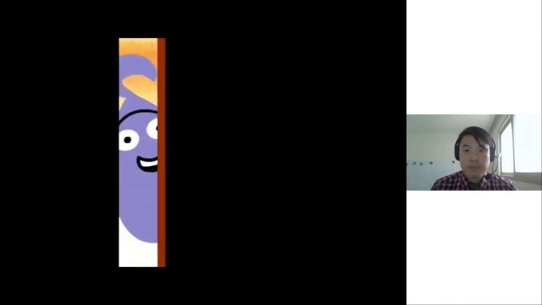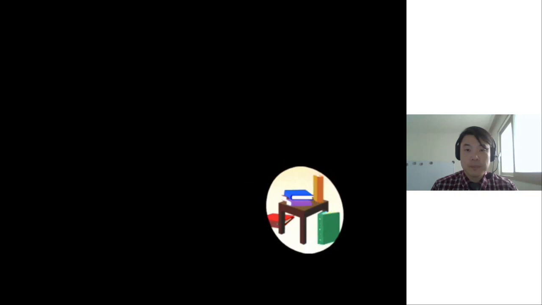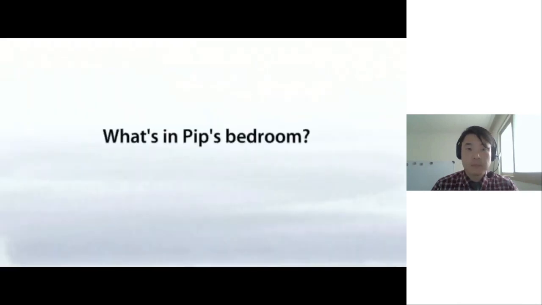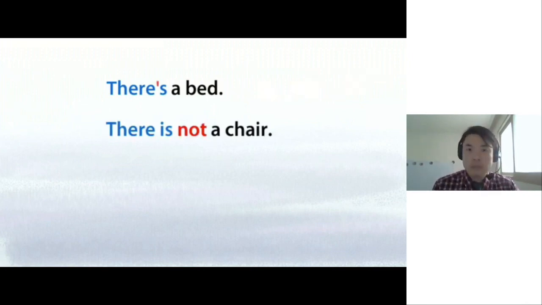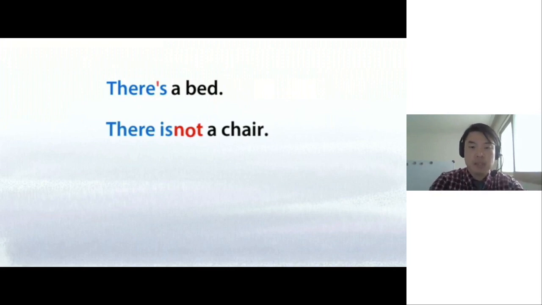What is in Pip's bedroom? There's a bed. There are some books. There isn't a chair. There aren't any posters. What's in Pip's bedroom? There is a bed. There's a bed. There is not a chair. There isn't a chair.